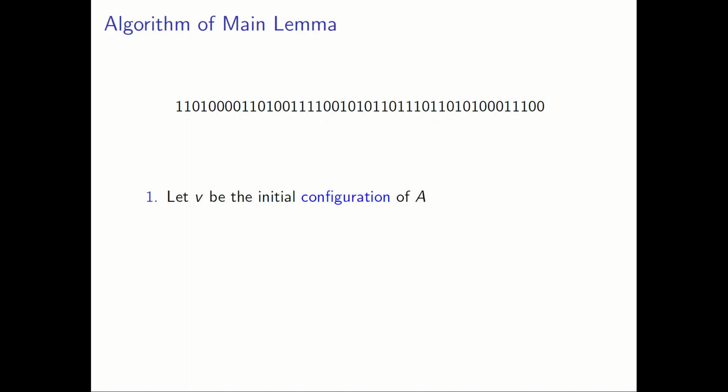So we're going to start by letting V be the initial configuration of A. By configuration, I mean all the contents of memory and the state of the control. And we're going to proceed in polylogarithmically many phases. In each phase, we're going to simulate a bunch of steps of A. So we're going to move this configuration V forward through this simulation of A.